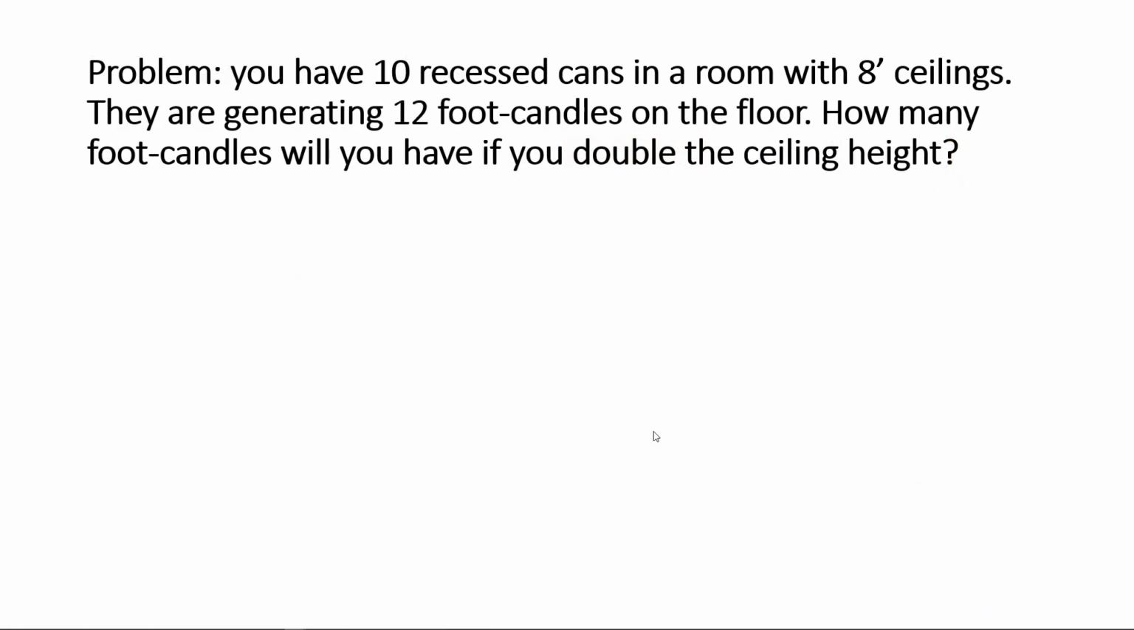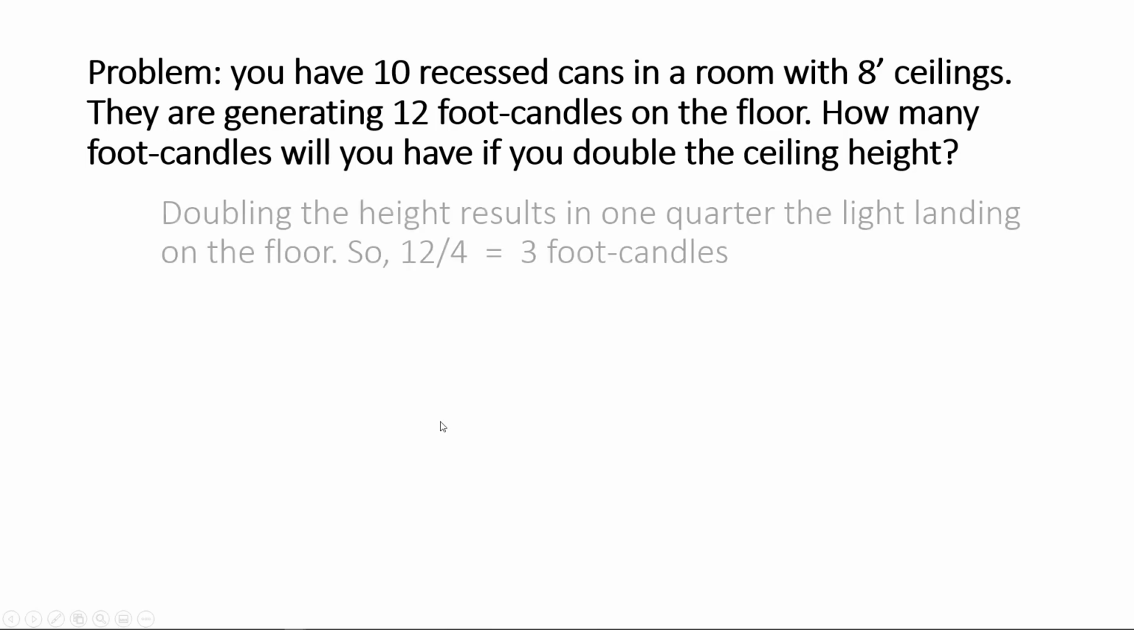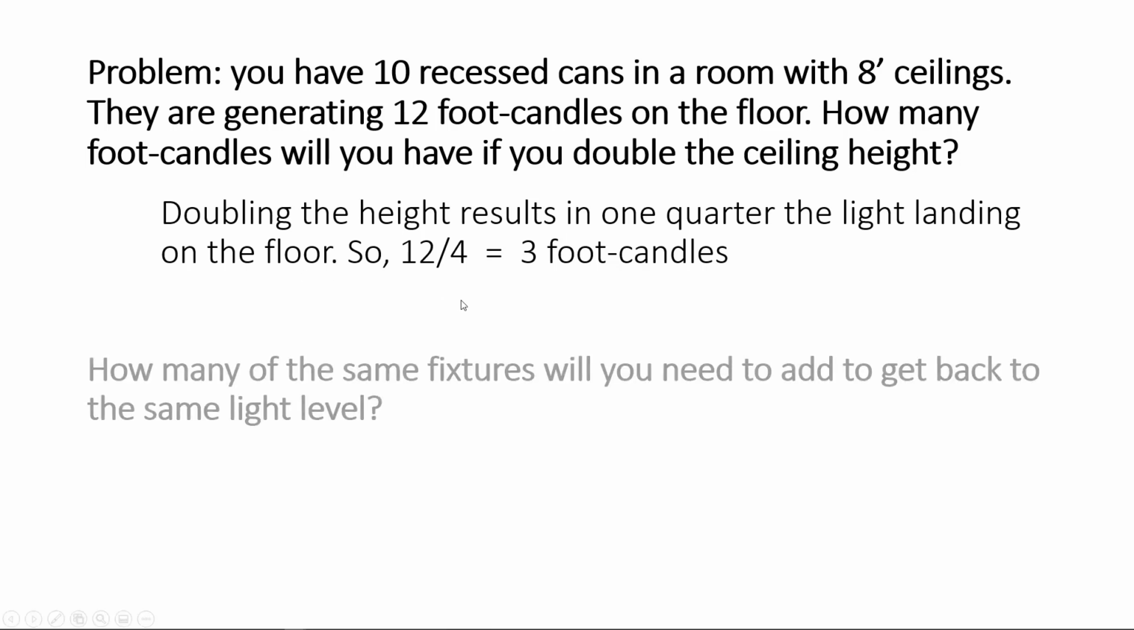So let's say you have a whole bunch of recessed cans in a room with 8-foot ceilings, and they're generating 12 foot candles on the floor. How many foot candles will you have if you double the ceiling height? Well, we can probably figure that out without even a calculator. The inverse square law says if we double the distance, we have 1/4 of the light. So 1/4 of 12 is 3 foot candles. And here's the math right here: 12 quarters is 3.